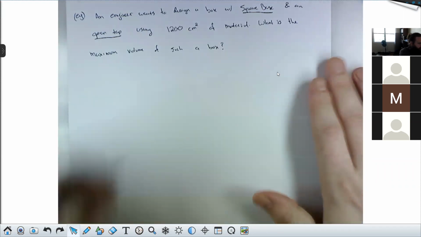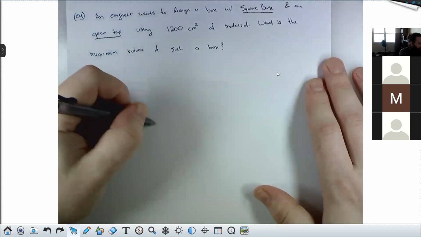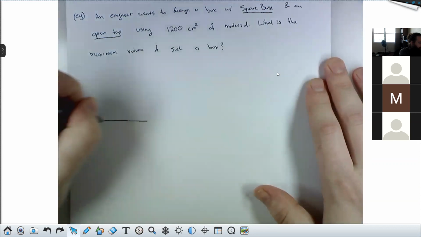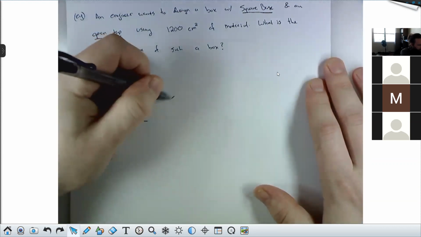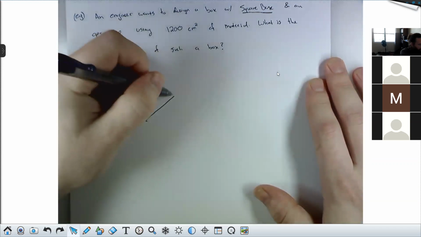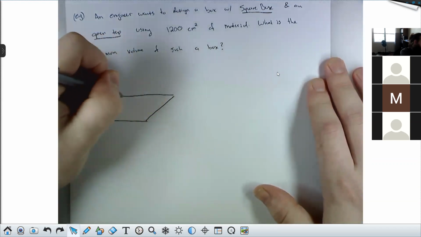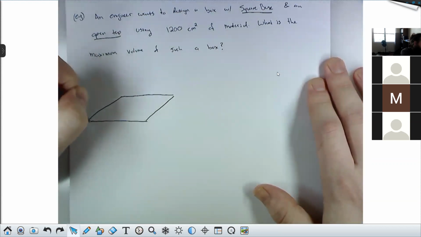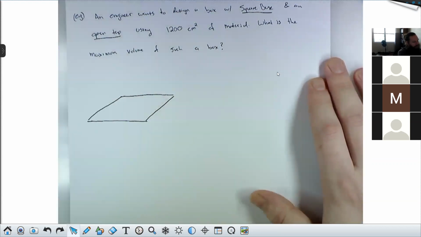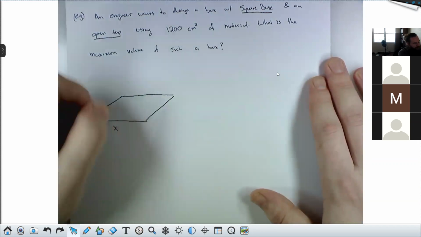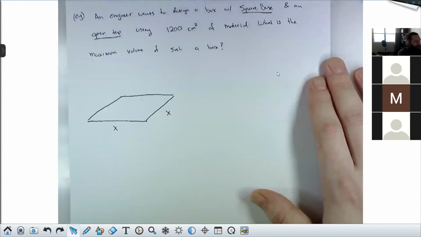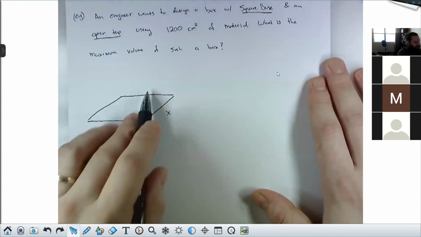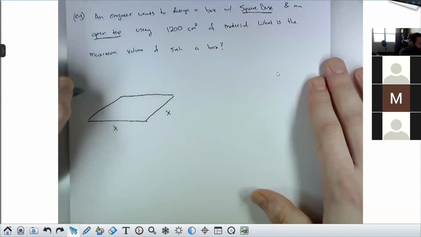So the idea here is that you're making a box. I'm going to do my best to draw this in 3D. You're making a box, and the base has to be a square. The base isn't allowed to be any rectangle, it has to be a square, which means that this dimension is the same as this dimension. All of these are x. And then the height can be whatever you want.